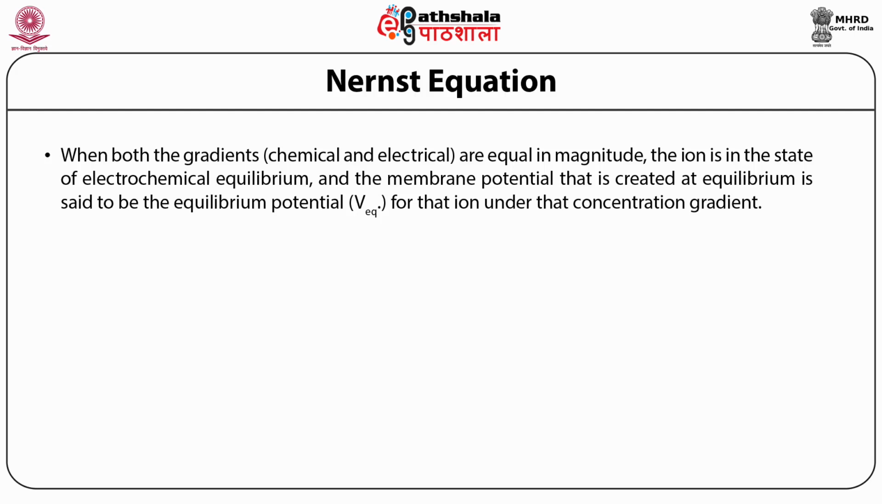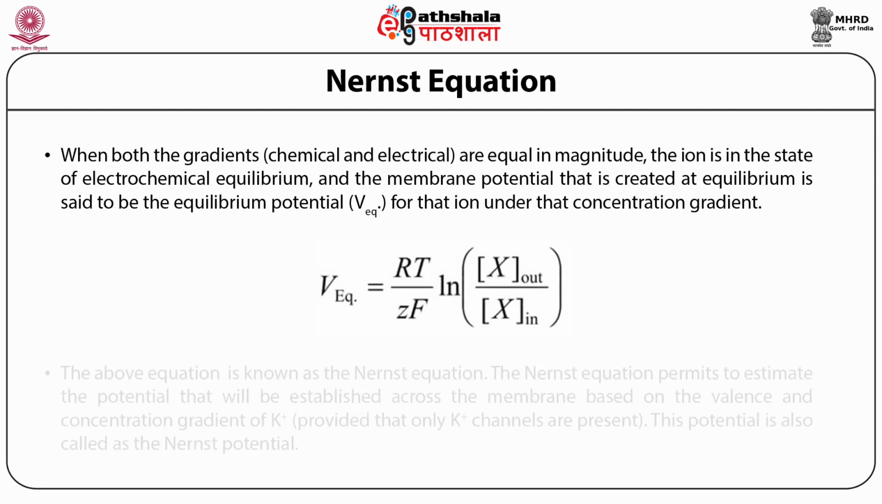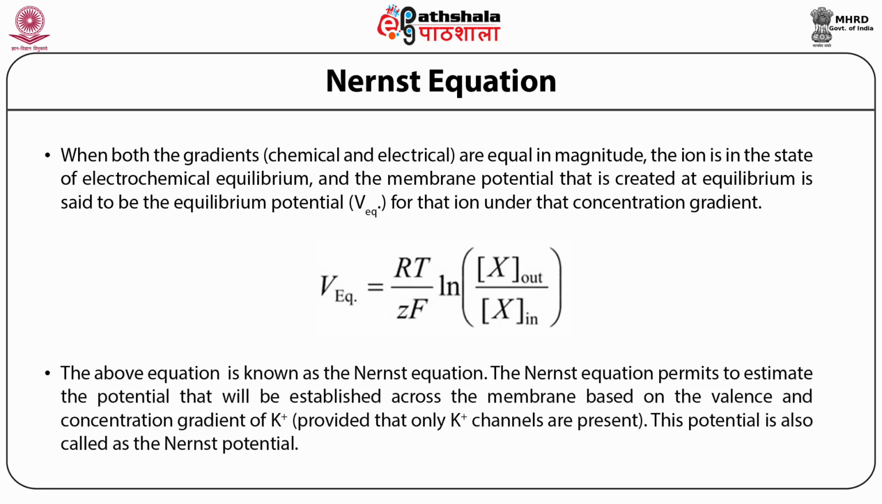It can be given as the equation given below. The above equation is known as the Nernst equation. The Nernst equation permits us to estimate the potential that will be established across the membrane based on the valency and the concentration gradient of potassium, provided that only potassium channels are present. This potential is also called the Nernst potential.